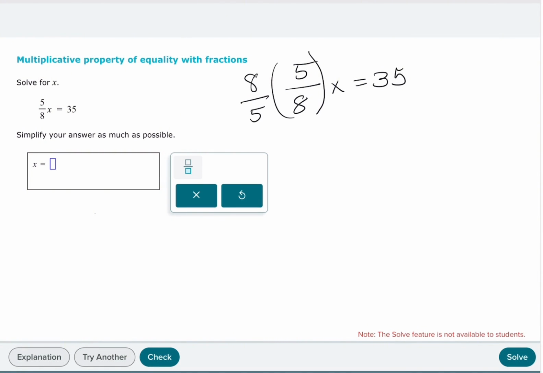And why do I do that? Because I'm going to get 1, right? And then over here, if it helps, you can write this over 1 so you know that you're multiplying straight across. In any case, it's really 40 divided by 40. Okay. And then for this one, we just divide 35 by 5 and we get 7. So x is equal to 56.